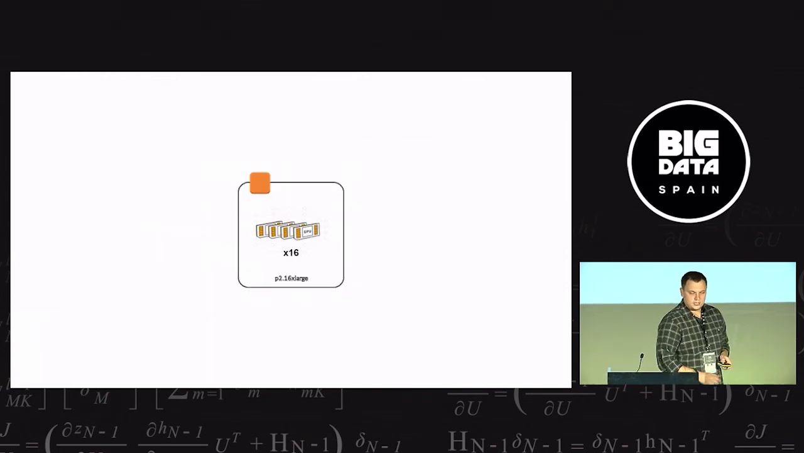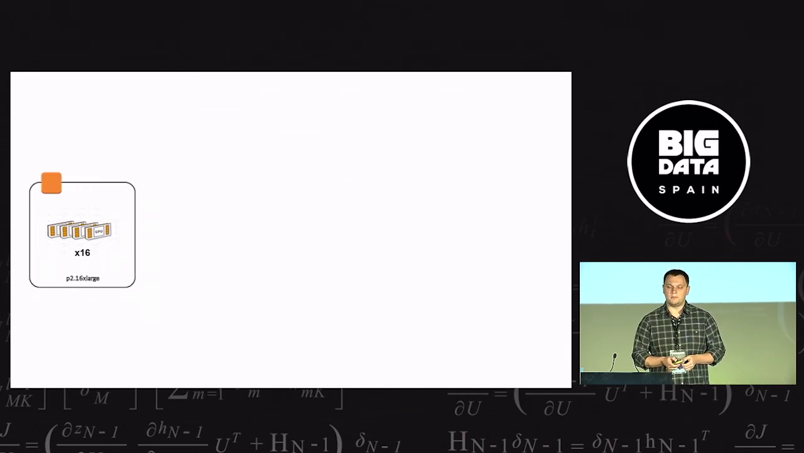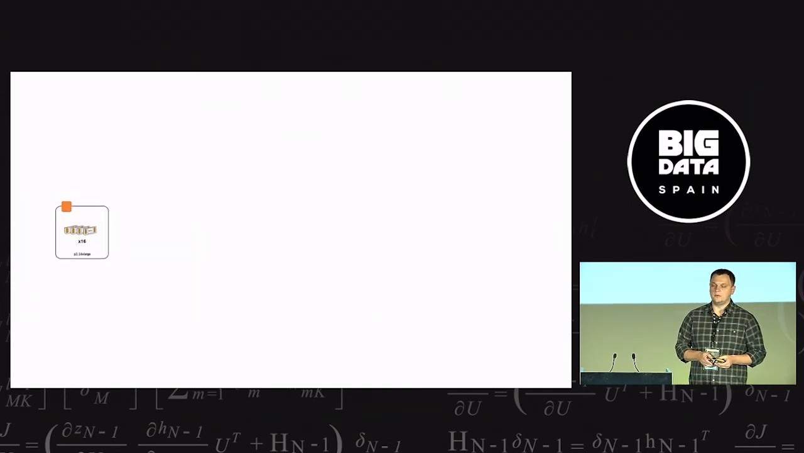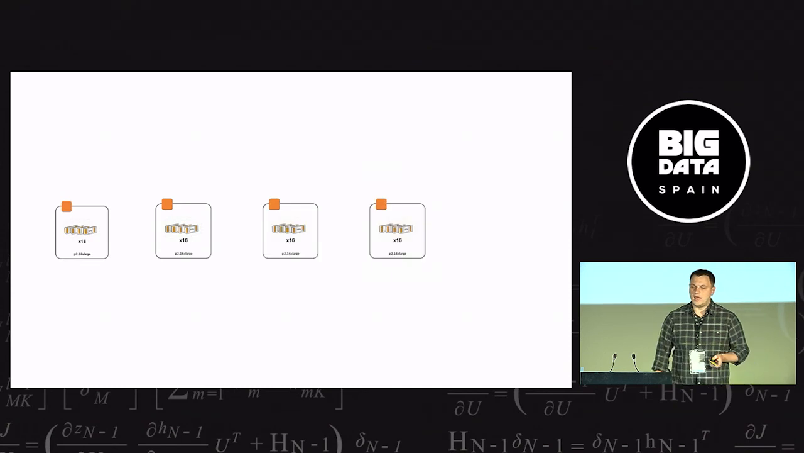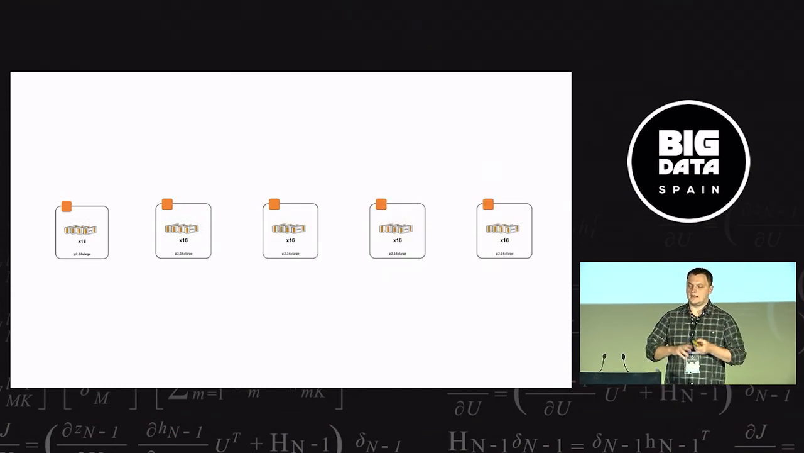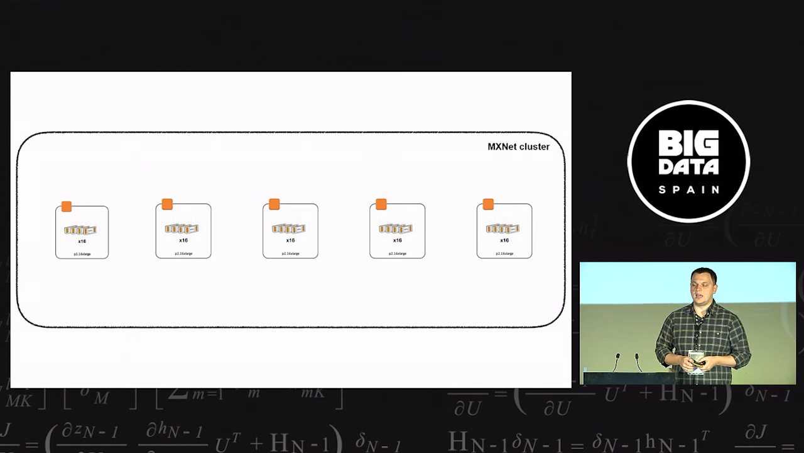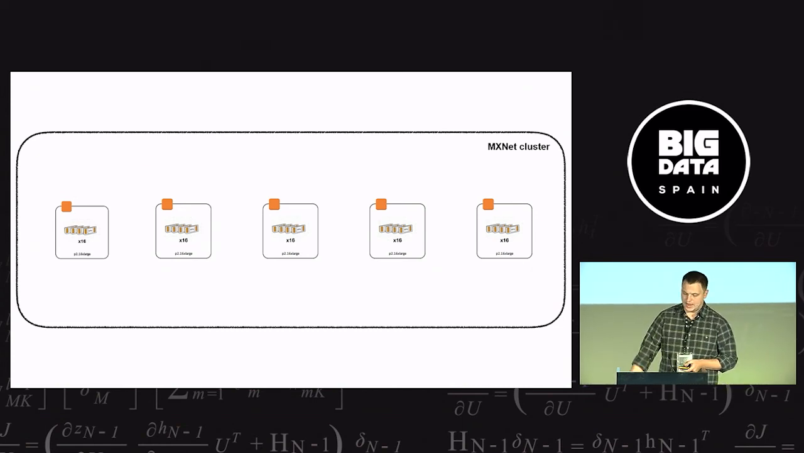So what you basically need to do distributed training is spin up many machines, ideally with the same configuration, and somehow magically connect all of them in one MXNet cluster that will behave as one logical entity. And we're going to speak about how to do this.